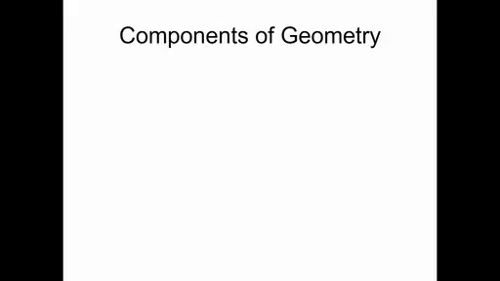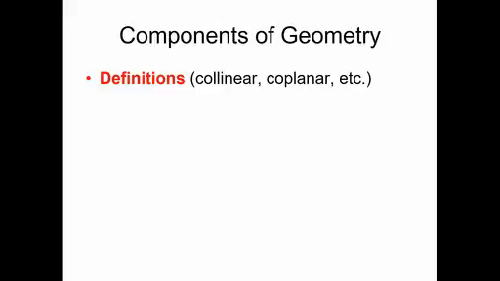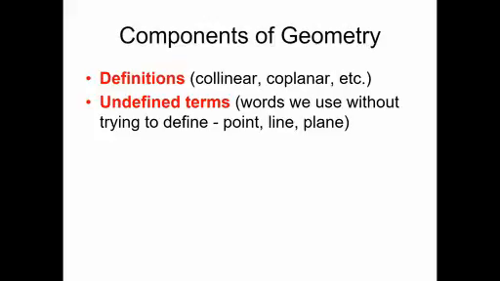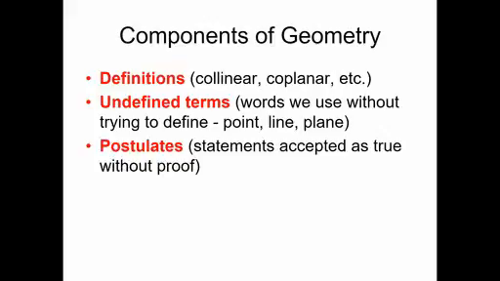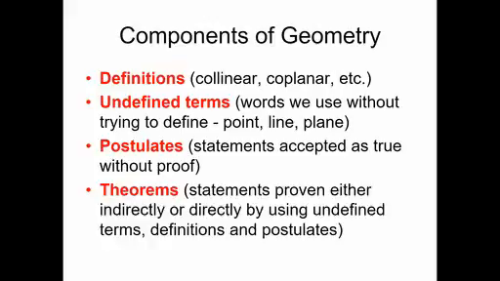Looking at it a slightly different way, components of geometry, we have definitions like collinear, coplanar, non-collinear. We have some undefined terms. We have point, line, plane, and so on. We have some postulates that we're going to look at today. They're statements accepted as true without proof. And then finally we have theorems, statements proven either indirectly, we practiced that yesterday, or directly by using undefined terms, definitions, and postulates. And I should probably add logic as well.